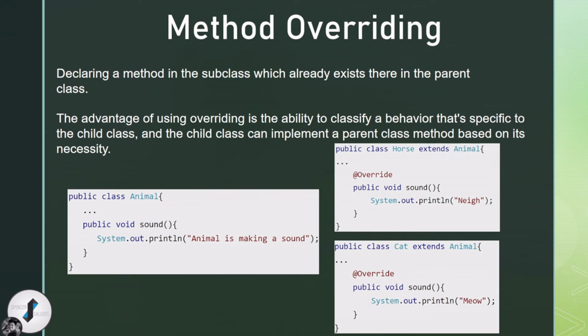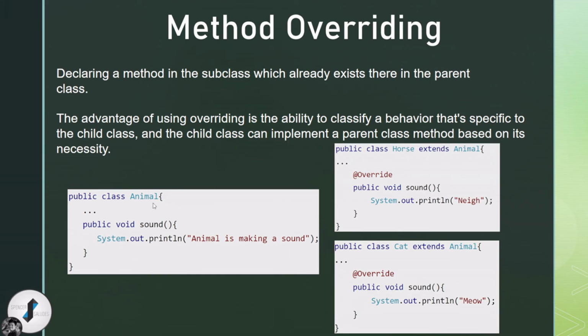Meron ng method yung class na yun, yung parent class, and then gagamitin yun ni child class, pero i-customize niya, babaguhin niya, depende dun sa gusto niya, dun sa pangangailangan niya. Yun yung advantage ng overriding naman. It is ability to classify a behavior that is specific to the child class. And the child class can implement a parent class method based on its necessity.